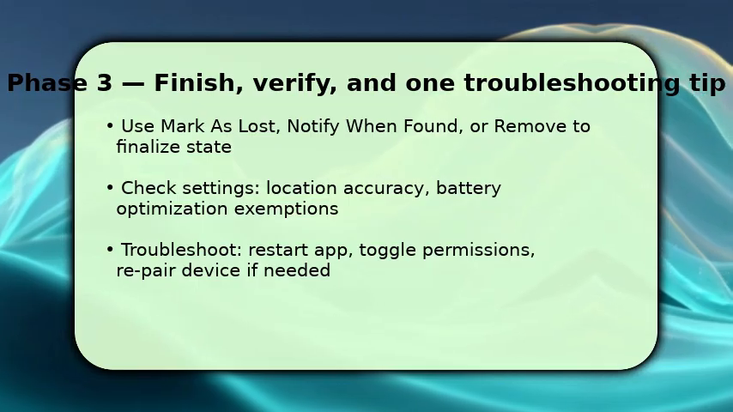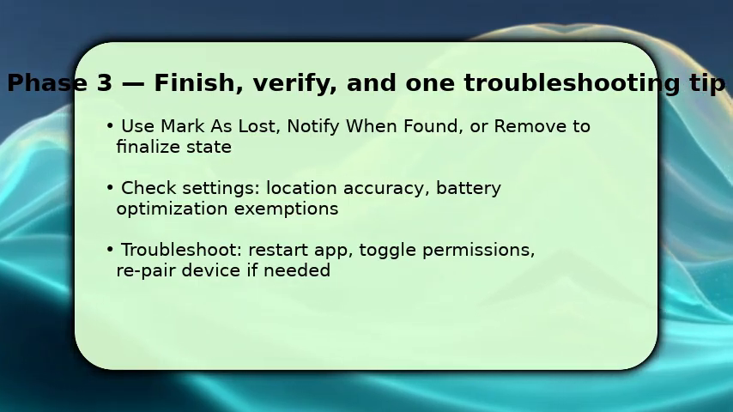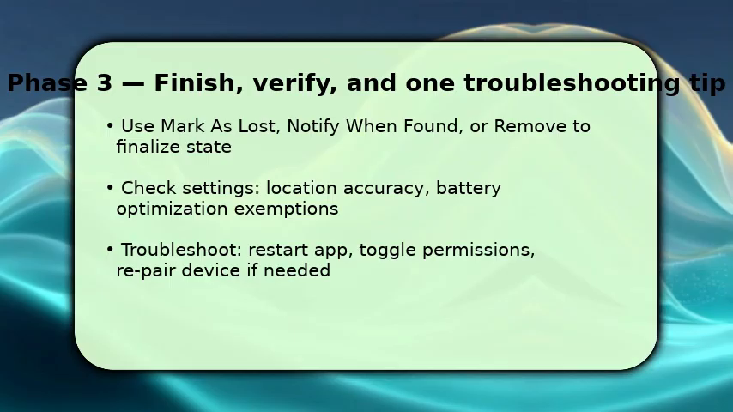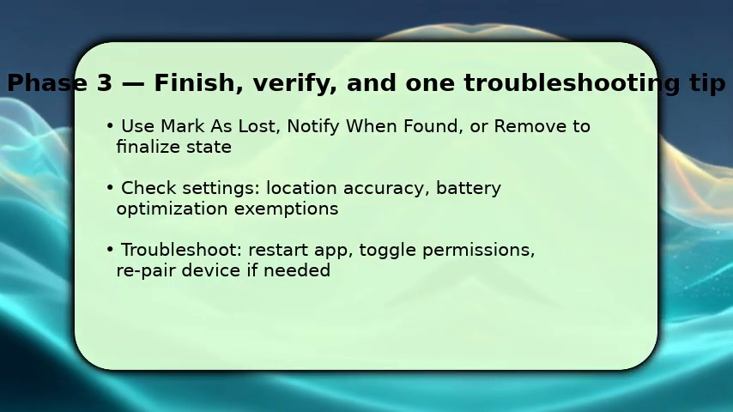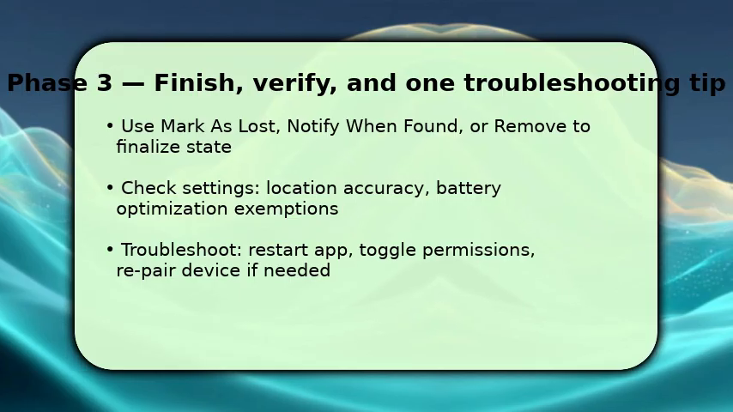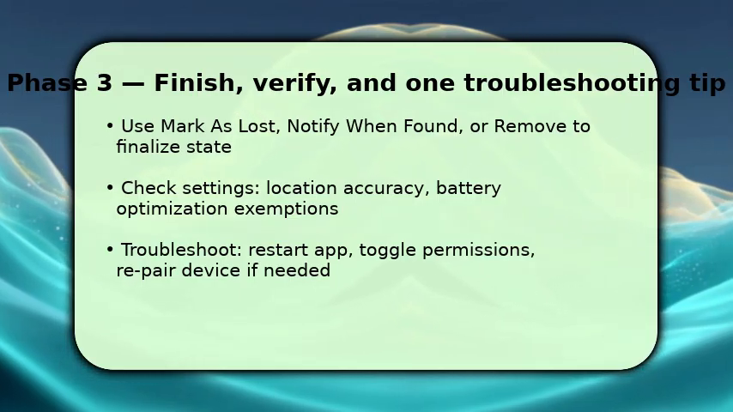If things fail, restart the app, toggle permissions, and repair the device. These steps often resolve connectivity issues. If a device still won't appear, make sure Bluetooth and location services are active. Those are the most common causes.